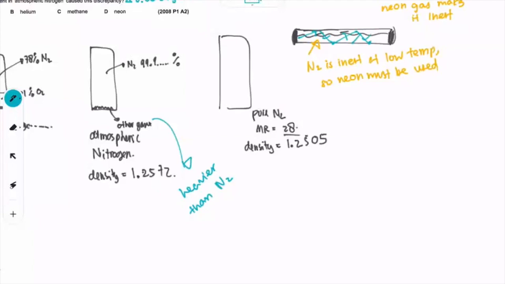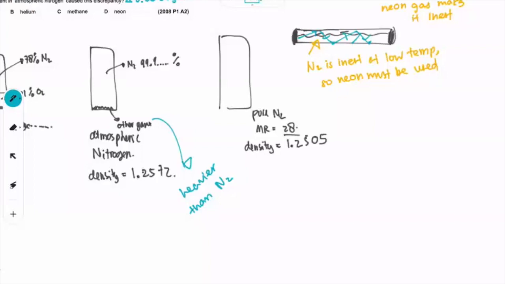Oh, it's the cheapest. Why don't neon lights just use argon instead? They need a lighter one. Then they use neon. I see. Okay.